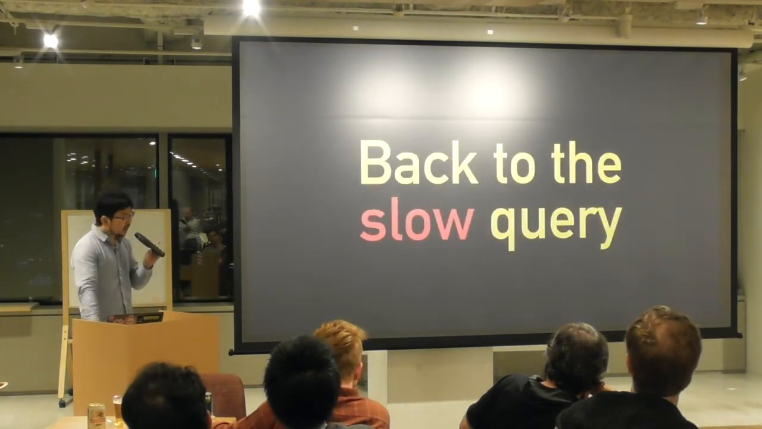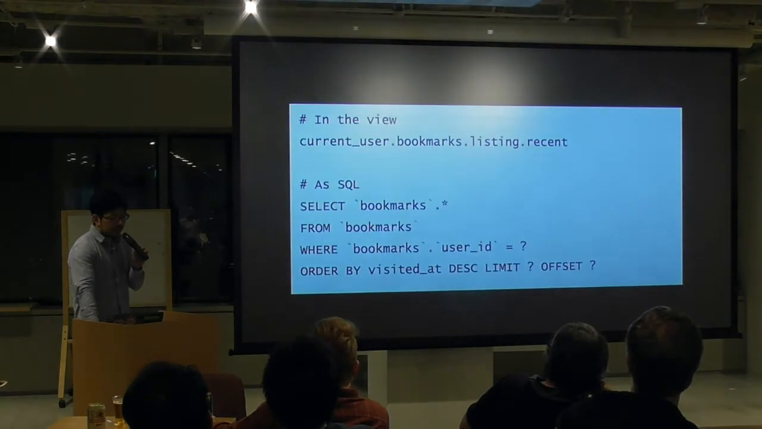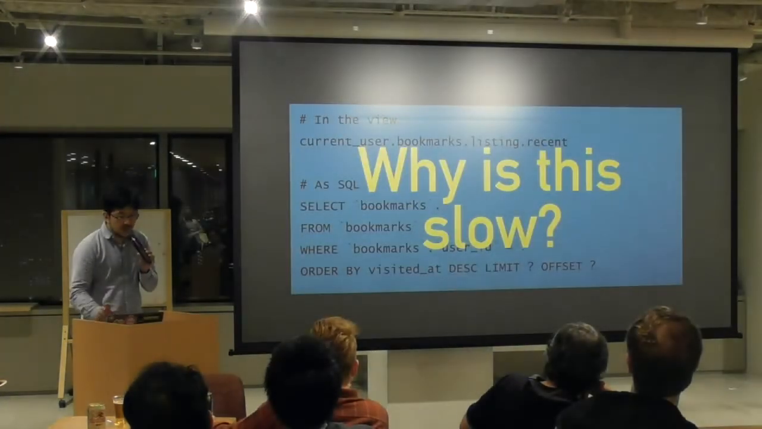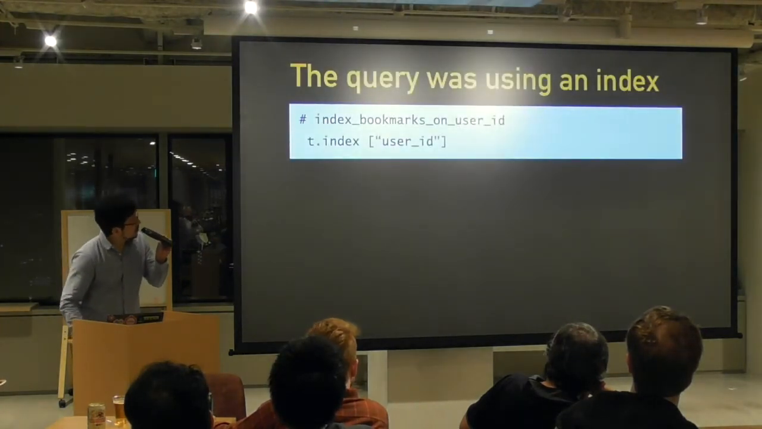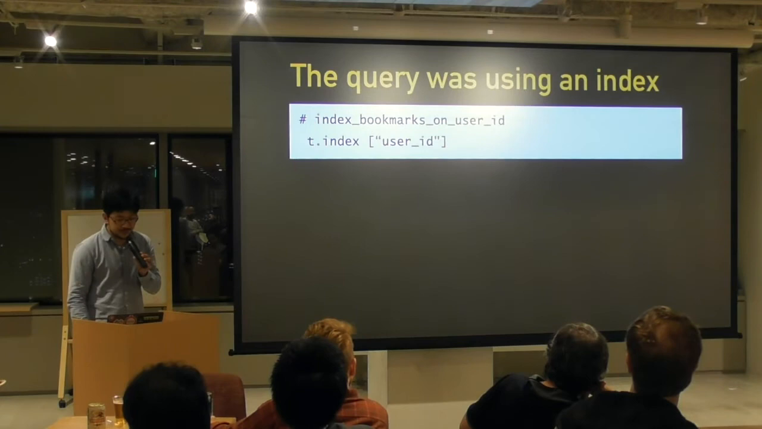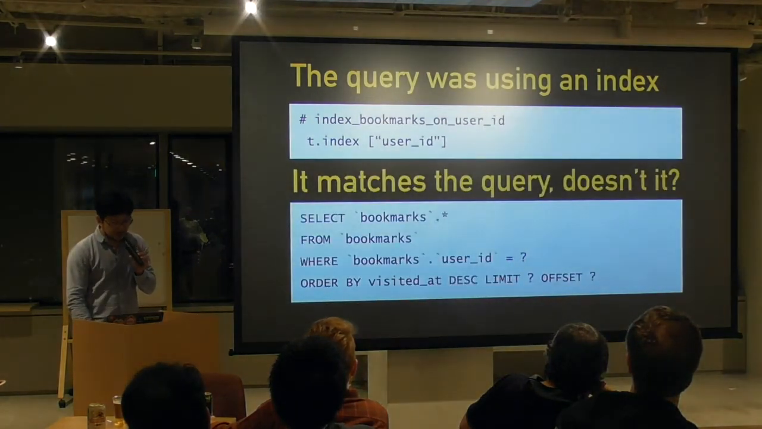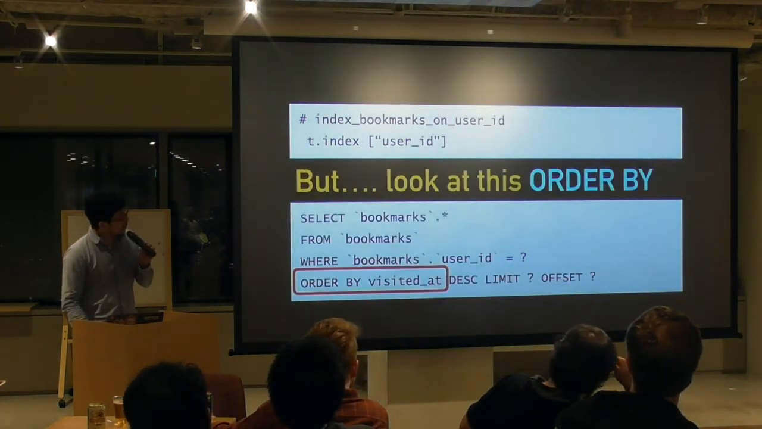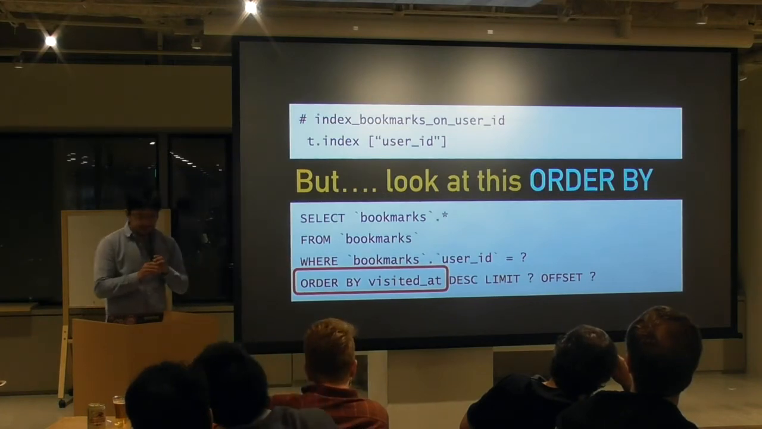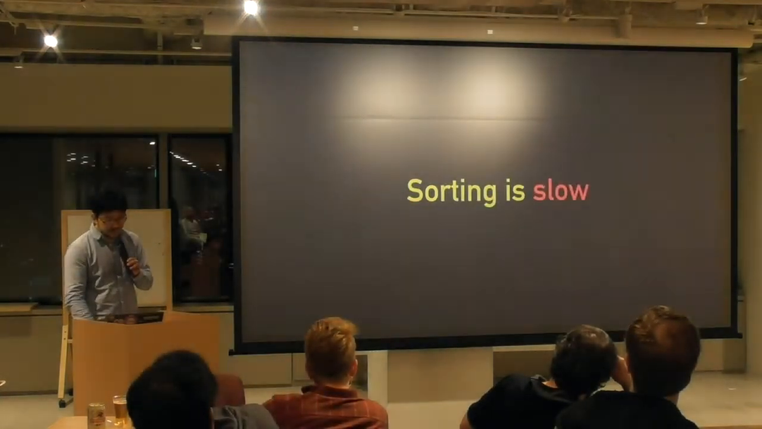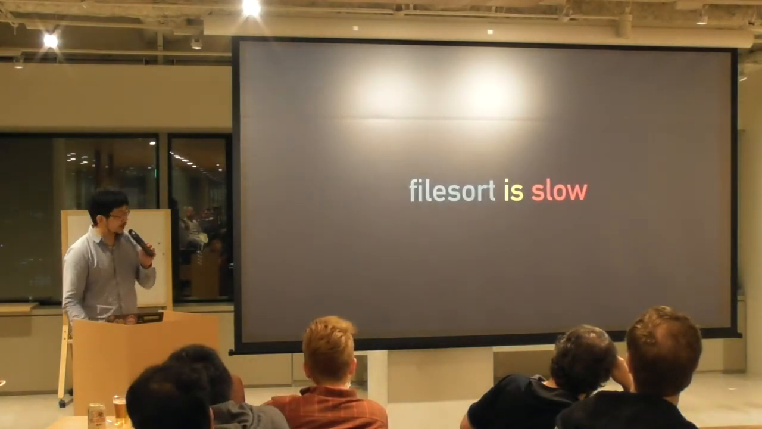So with that aside, let's go back to the slow query. This is the query we were talking about. So why is this slow? We know that it's using an index. It's going to use the index on the user ID, and that matches the query. But if you look really closely, you'll notice the order by. It's ordering by visited at. And as a reminder, sorting is slow, filesort is slow.